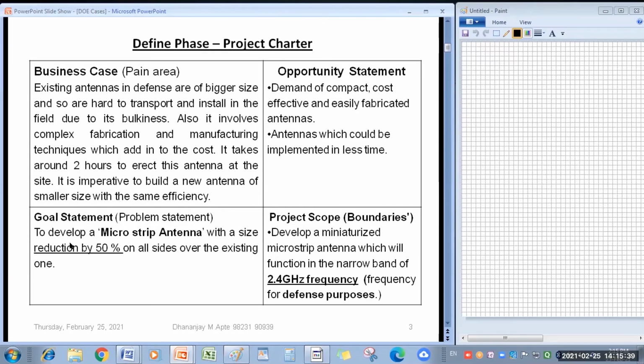What is the beauty of putting up this SMART goal statement? The beauty is when you put this statement, people will not deviate ahead. They will not deviate across. They will have a constant goal to achieve the reduction by 50%.